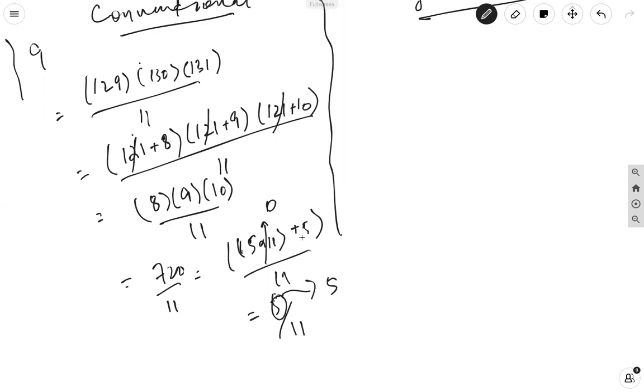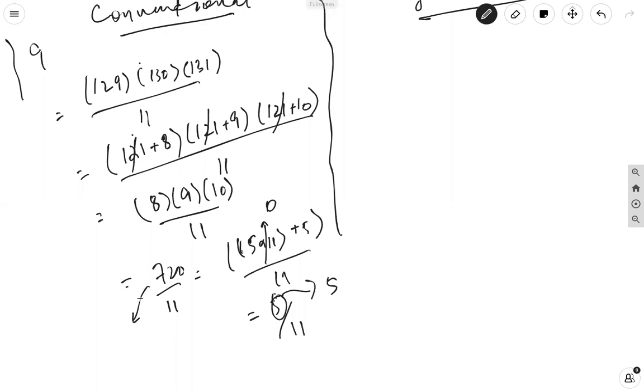Please describe once. I haven't got it. 720 over 11, I haven't got it from that point. This is 720 over 11, right? So what is the multiple of 11 less than 720? It should be 66, right? 11 times 6 is 66. So it's 726.